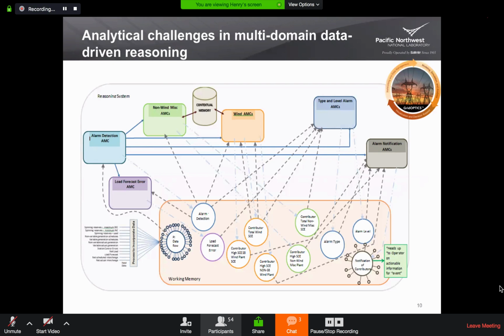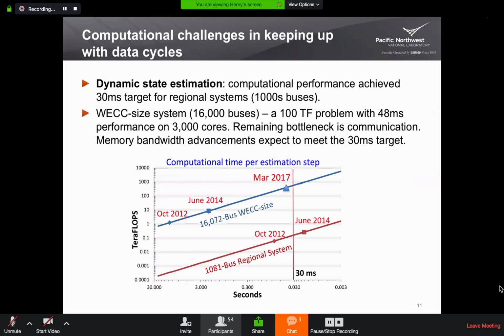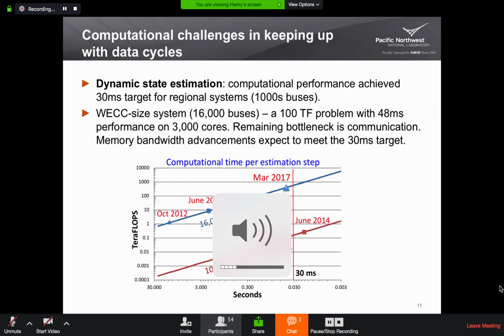So this is a challenge in how to leverage multi-domain data to make a good decision. Now here's another challenge, the speed challenge. As I mentioned earlier, I'm showing you the result we have got for one of the applications using data. It's called dynamic state estimation.